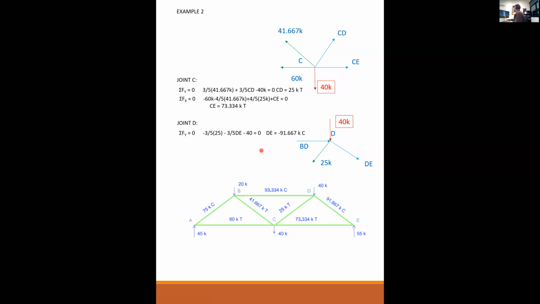Okay, so everybody see that each one of these members has a value, a load assigned to it due to the virtual load, and another load assigned to it due to the real load.